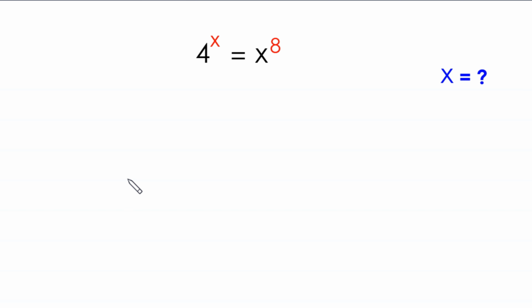Hello everyone, you are welcome to how to solve this very nice exponential equation. 4 to the power x is equal to x to the power 8. Our job is to find all possible values of x. So let's start.